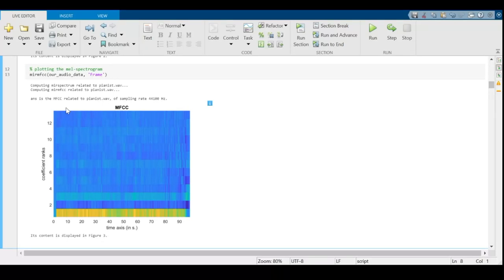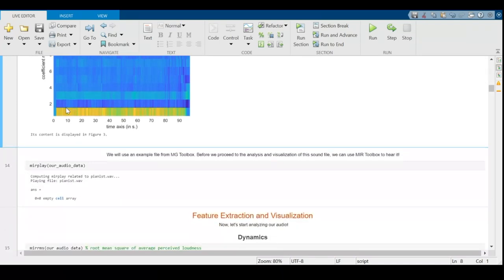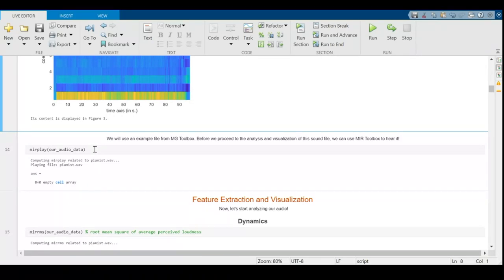Our example file comes from the Music Gestures toolbox, but before we proceed to the analysis and visualization of this file, we can use the MIR toolbox to hear it.